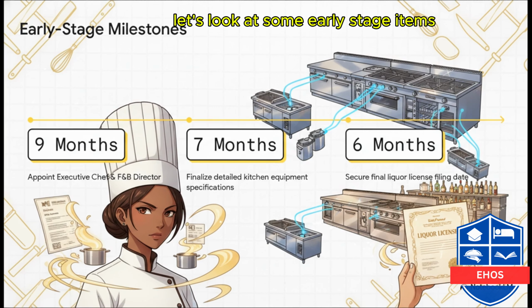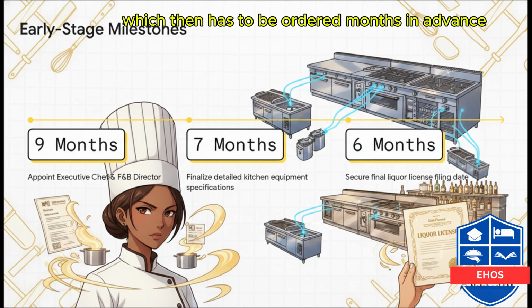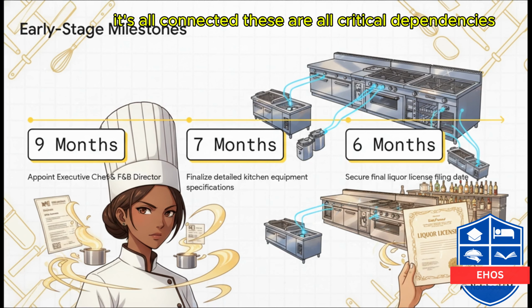Let's look at some early stage items. Just look at the timing here. Key leadership appointments have to happen as far as 9 months out. And you might ask, why? Well, because you need the executive chef to finalize the menus, which in turn dictates what kitchen equipment you need, which then has to be ordered months in advance. It's all connected. These are all critical dependencies.